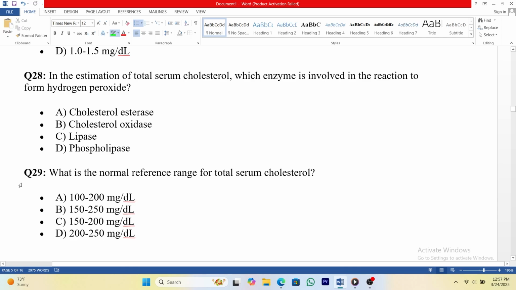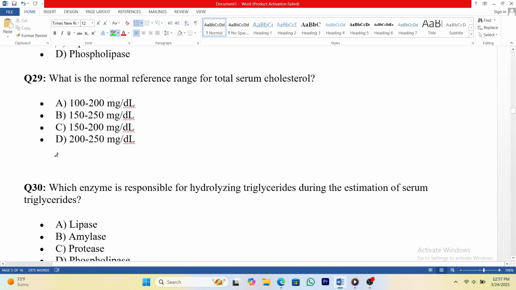28. In the estimation of total serum cholesterol, which enzyme is involved in the reaction to form hydrogen peroxide? A. Cholesterol esterase. B. Cholesterol oxidase. C. Lipase. D. Phospholipase. Answer: B.